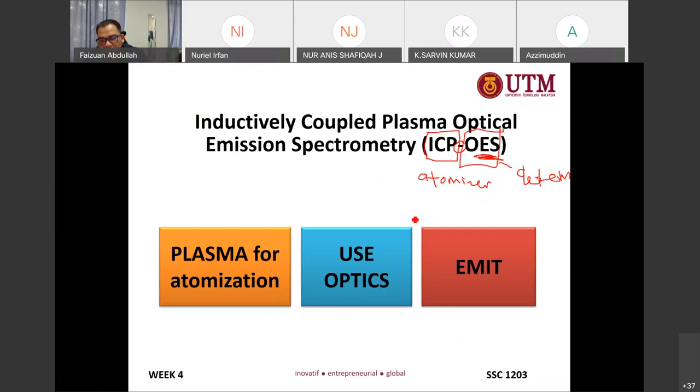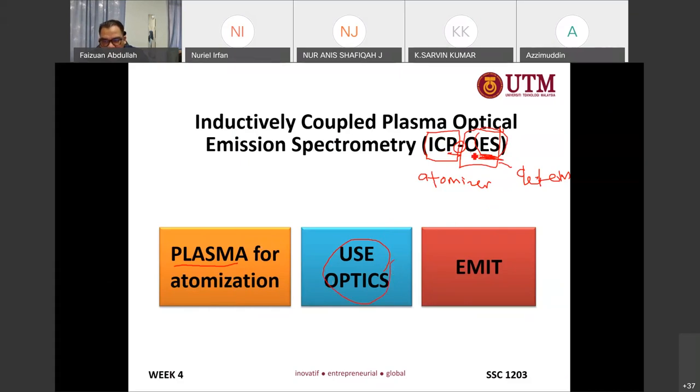So we don't have a source of light to capture how much of the spectrum is being absorbed, right? Because that is for absorption spectrometry. This is emission spectrometry. We only measure the emission of the spectrum when the elements in our analyte are reverted from excited state to ground state. So in ICP, for the atomizer, we have inductively coupled plasma. So we have the word plasma here. So what is plasma? We use the plasma for atomization, and we use optics.